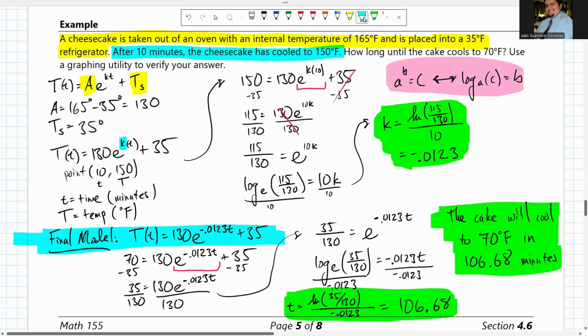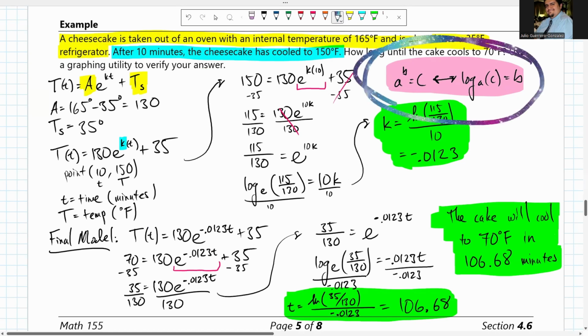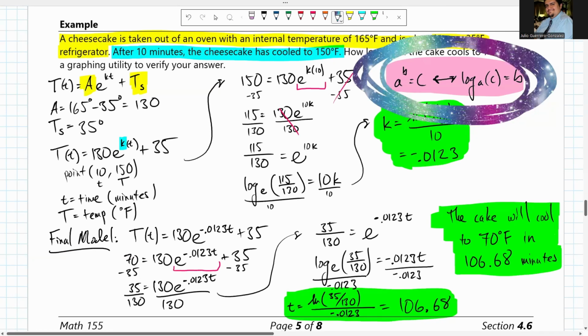Using that model, we were able to find out a time for when the cake was going to cool down to 70 degrees. And it's going to happen in a little more than an hour and a half, 106 minutes. Now, mathematically, I want everybody to notice this. As I keep saying, this was our boomstick: this conversion from logarithmic to exponentials and from exponentials to logarithmic. This was the thing that made it happen.